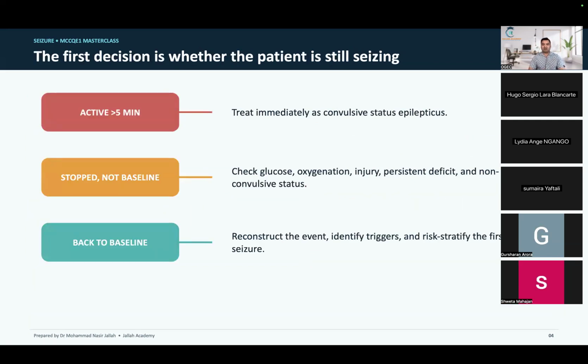Now, the first decision is whether the patient is still seizing. Usually a seizure should last less than 5 minutes. But if it is active, it means the patient is still seizing for more than 5 minutes. If the patient stops but is not back to baseline, usually it could be due to another cause. For example, check the glucose, the oxygen, and stuff like that. Back to baseline, reconstruct the event, identify the triggers, and do risk stratification for the first seizure.